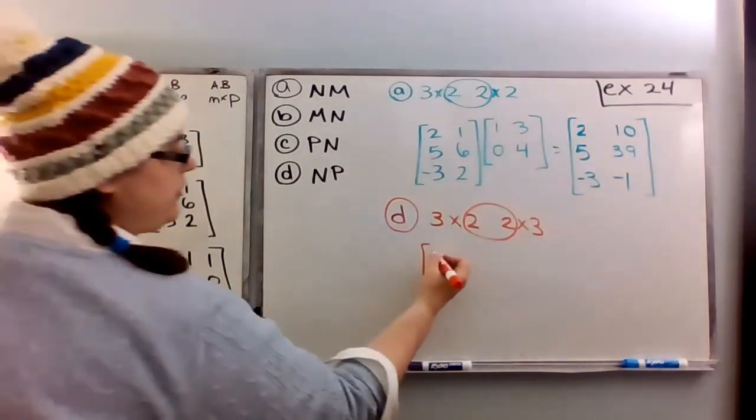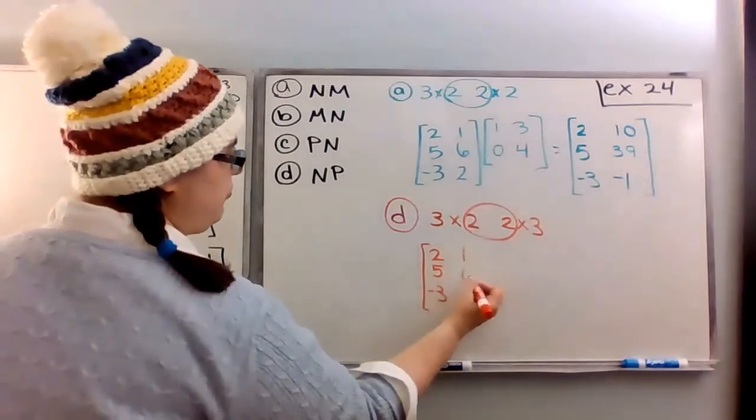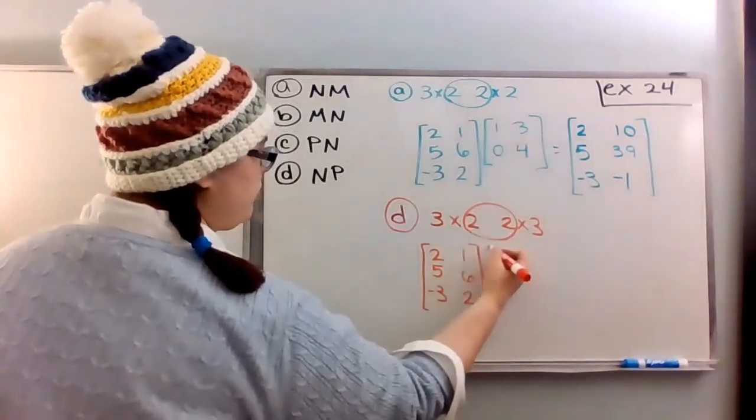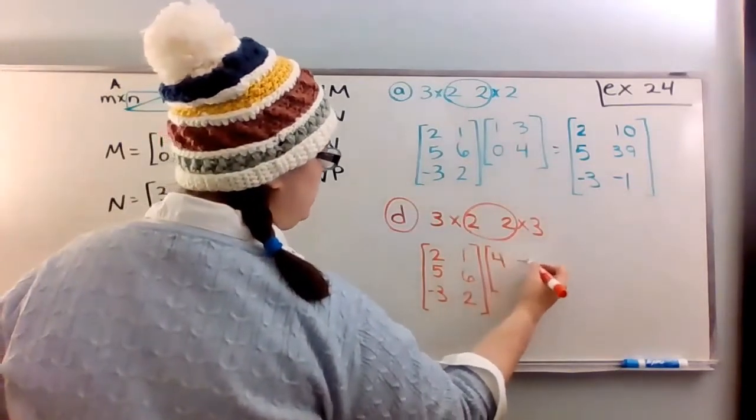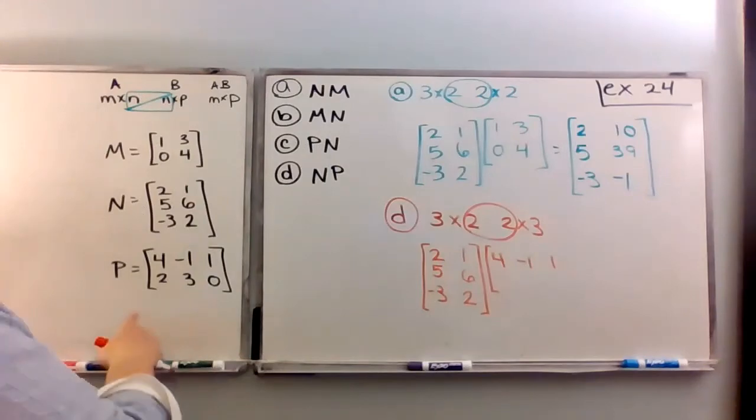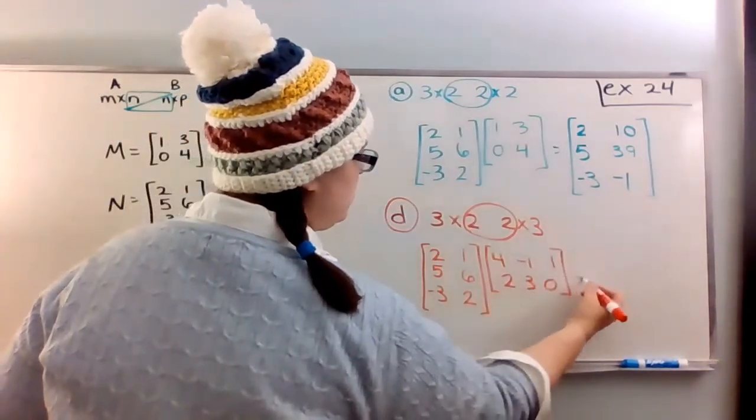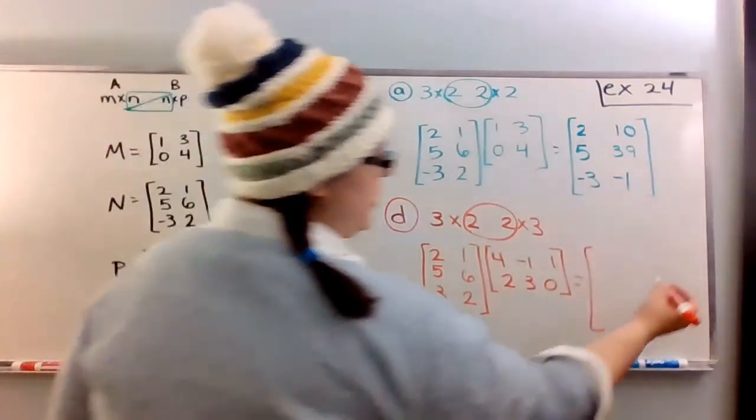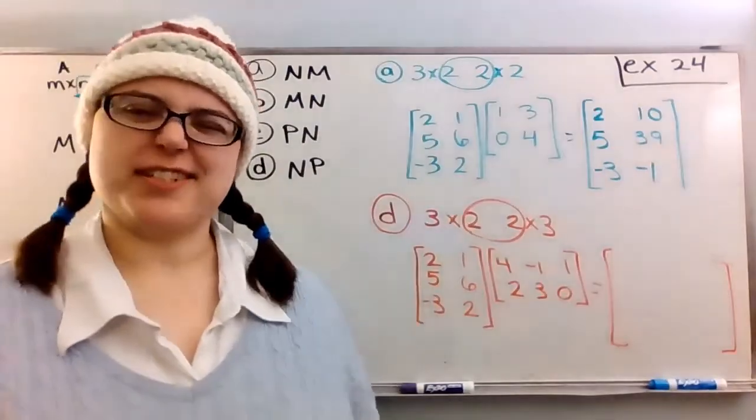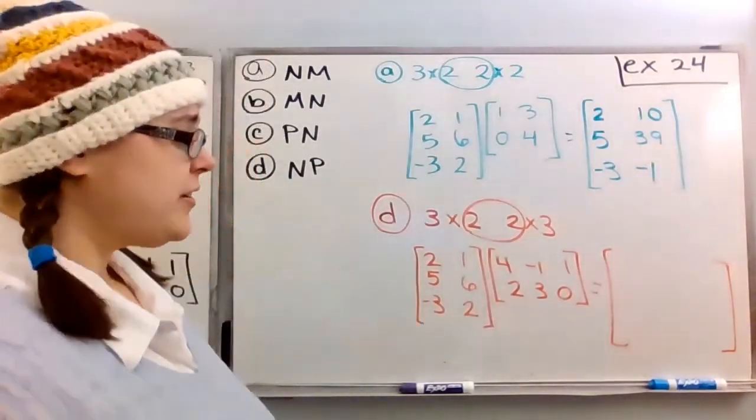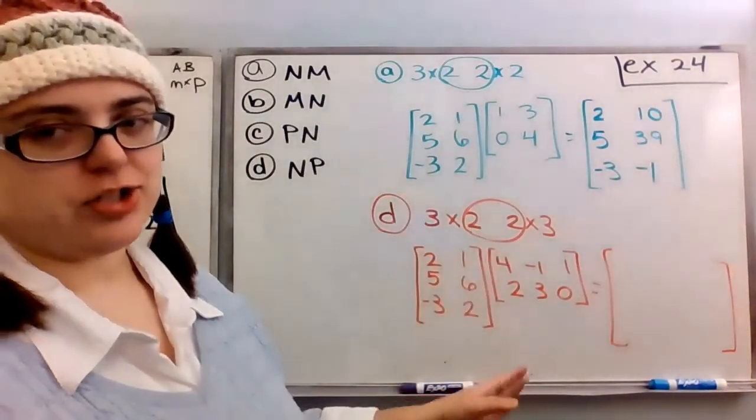So 2, 5, -3 is my first column. And then we have 1, 6, and 2. Next, we're going to get 4, -1, 1. And then 2, 3, and 0. And we're going to get a big old matrix in the end, 3x3. All right, so let's find this product now, shall we? So we're going to follow the same process as before, going across the rows and down each column.